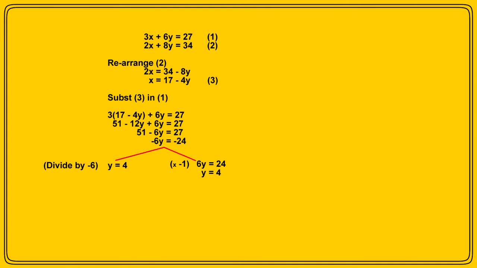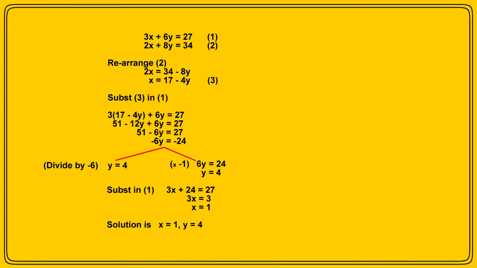So now we substitute this back into one of the original equations. Let's say equation 1. We write substitute in 1, giving 3x plus 24 equals 27, i.e. 3x is 3 and x is 1. So our final solution is x equals 1 and y equals 4.